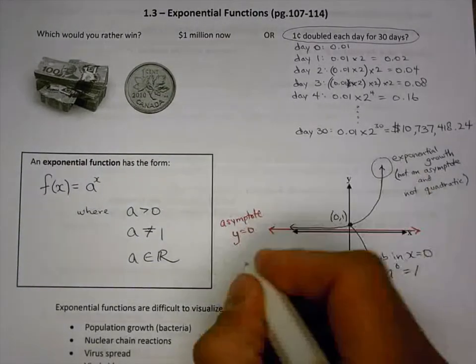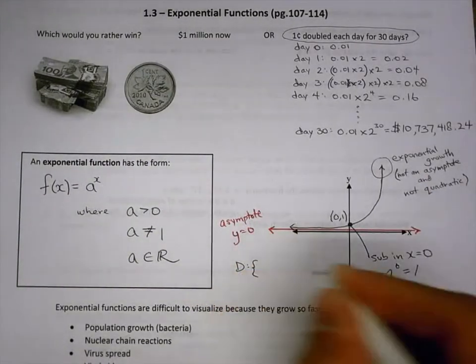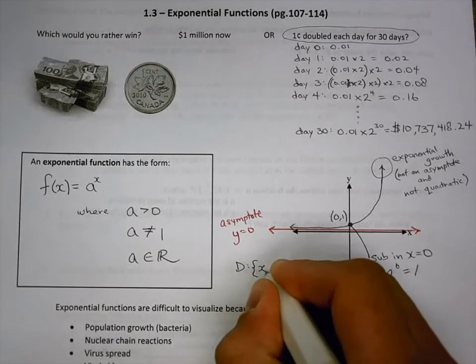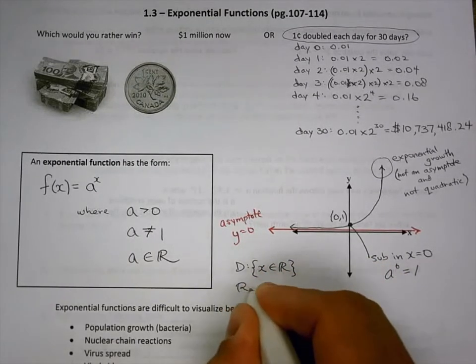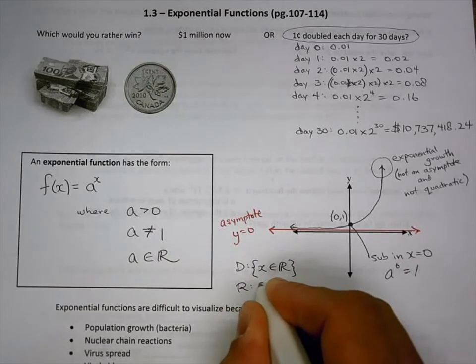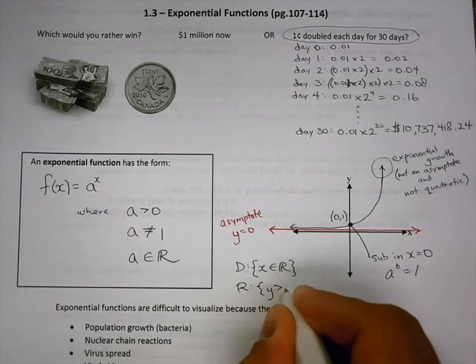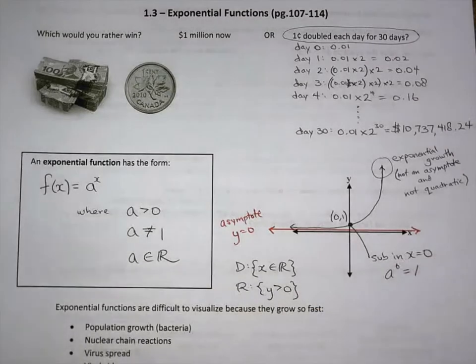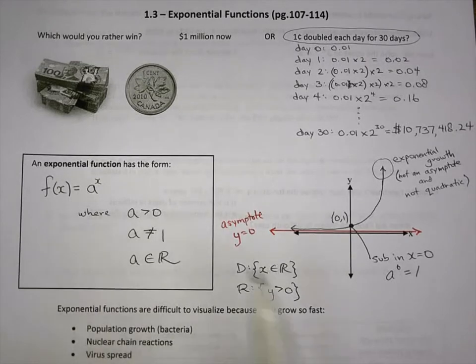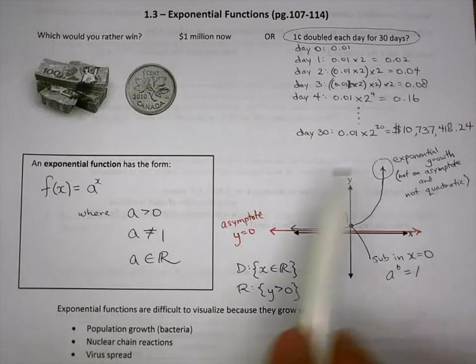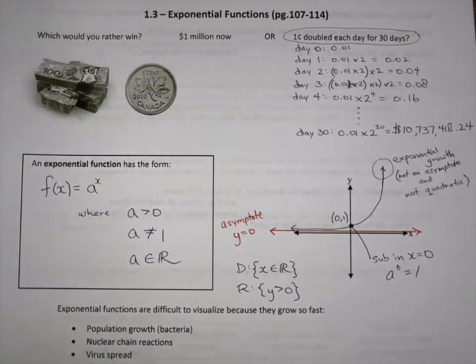The domain is x belongs to all real numbers. And the range is y has to be greater than 0, but never equal to 0. So that's my exponential function, that's its form, and that's its shape.